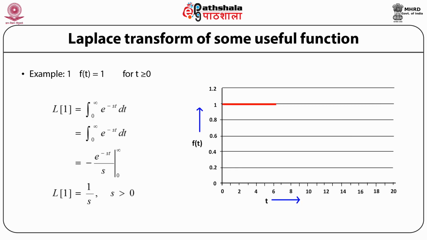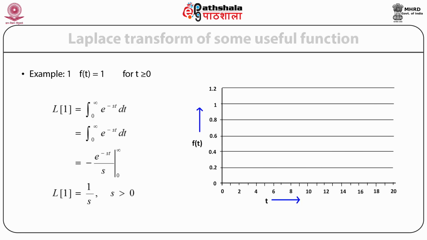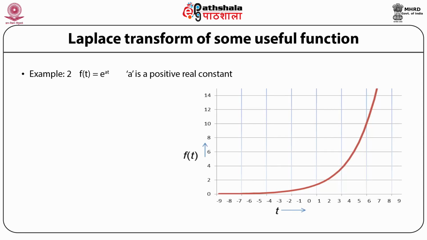Similarly, if f of t is equal to a constant k, then Laplace of the function is just going to be k over s for any s greater than 0. We are going to see another function which is e power at, where a is a positive real constant. This is an exponentially increasing function as shown in the figure, where the brown curve is increasing as time t is greater than 0. You should always see the function for t greater than 0.